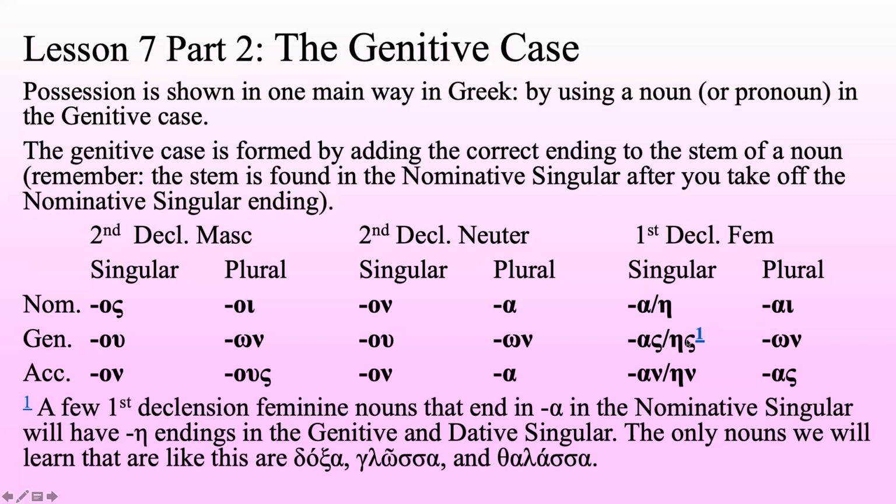It's going to flip to an eta for the genitive and for the dative. Same thing here with glossa. The stem does not end in epsilon, iota, or rho, so we can't keep the alpha all the way through. So we're going to flip to an eta. Same thing with thalassa. It has a sigma for the end of the stem, not an epsilon, iota, or rho. So we're going to have to flip to an eta right here. I'll show you an example of that in just a moment.